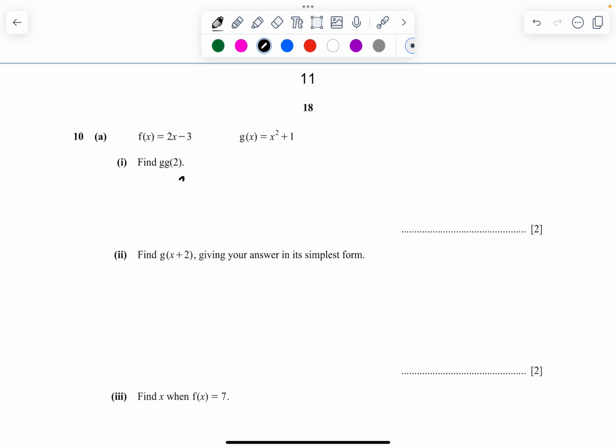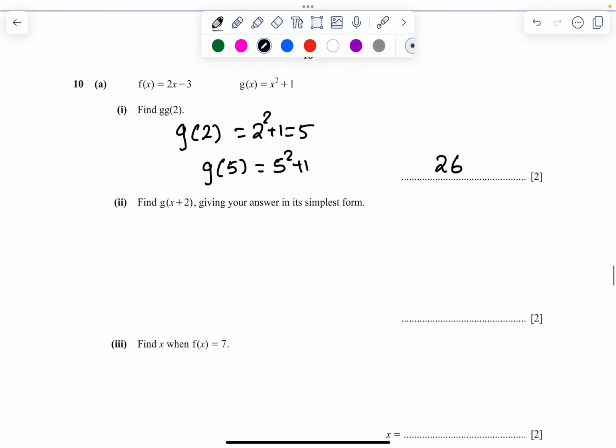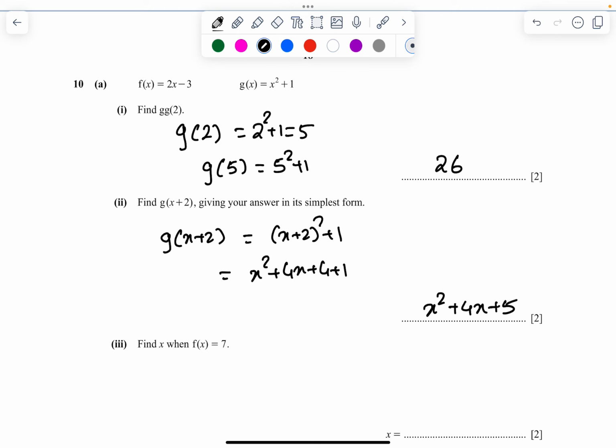Now g of 2. What is g of 2? 2 squared plus 1, which is 5. So g of 5 is 5 squared plus 1, which is 26. g of x plus 2: plug in x plus 2 in this square, (x plus 2) whole squared plus 1, which is x squared plus 4x plus 4 plus 1, which is x squared plus 4x plus 5.